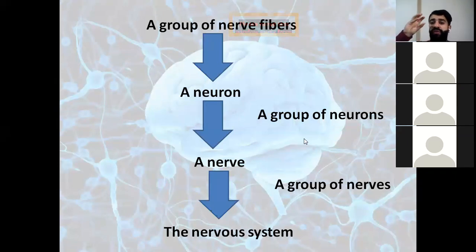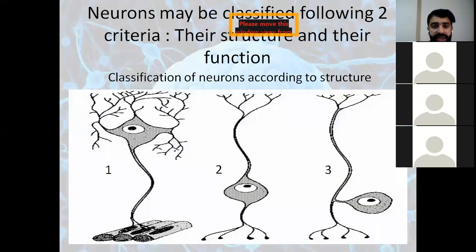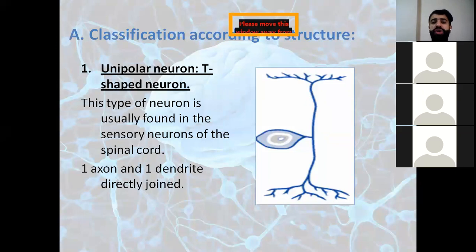So a group of nerve fibers form a neuron, and a group of neurons form a nerve, and a group of nerves form what is known as the nervous system. Neurons are classified according to two criteria, either their structure or their function. According to their structure, they are classified as unipolar.